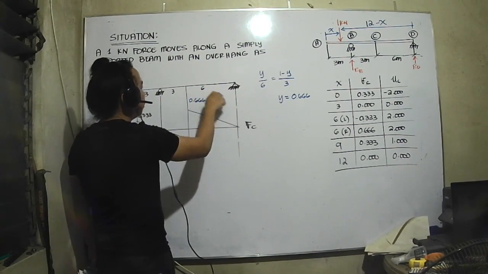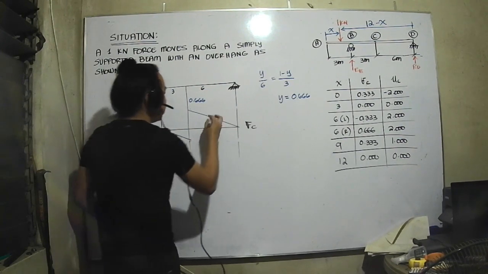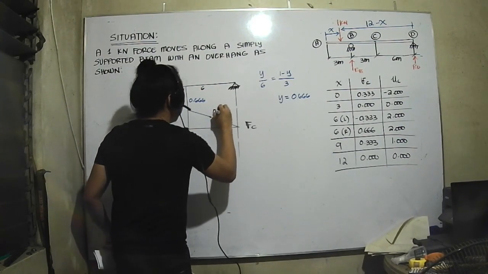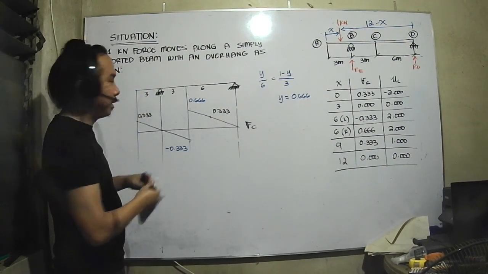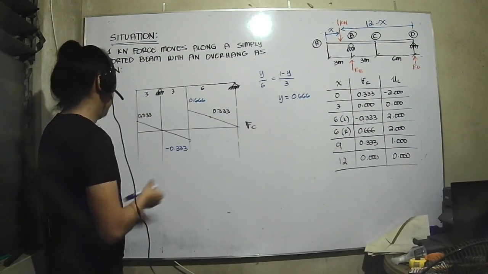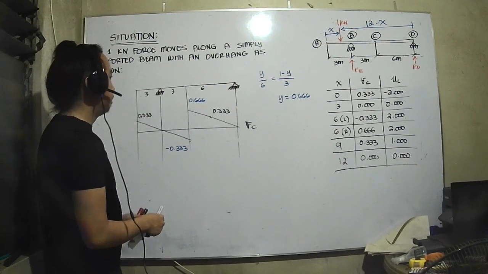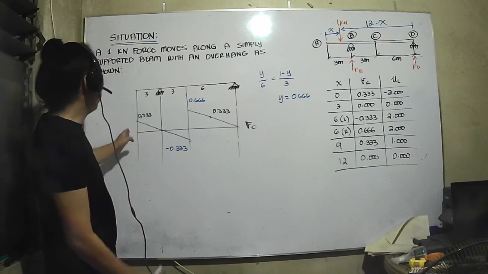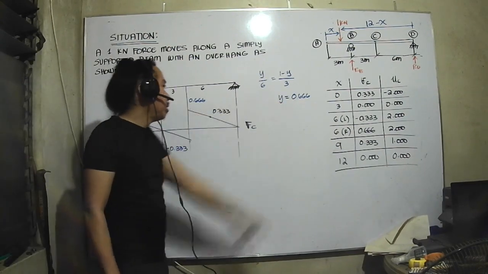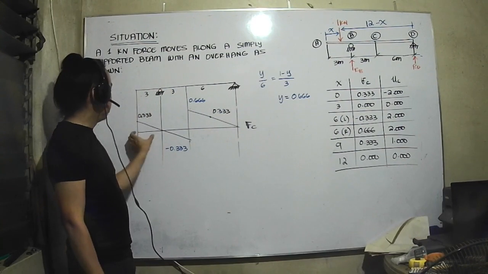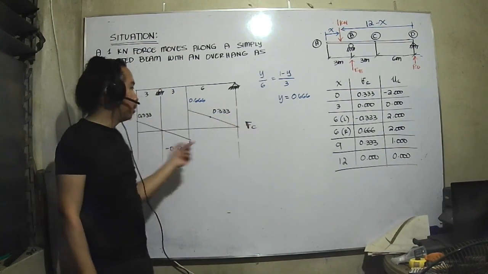Kani siya diri tungaon kuno siyang 6. I'm pretty sure na kani siya diri is equal to 0.333 gihapon, ba? Okay, so I think makakuha na ta diri. We can now magets na gid ninyo, ba? When x is equal to 0, pila tong value ani sa yaha? 0.333. When x is equal to 3, ba? Pila tong value? 0. Sakto.